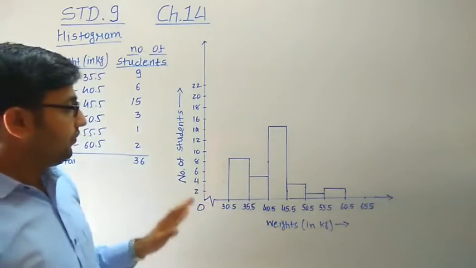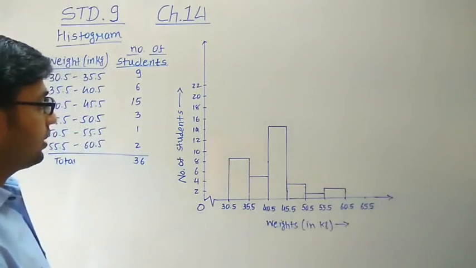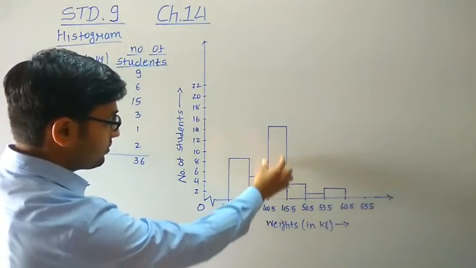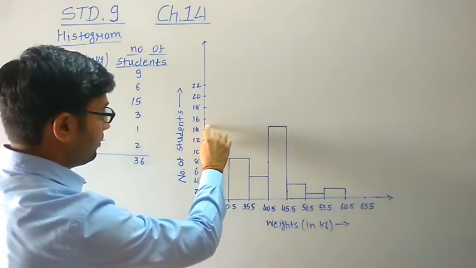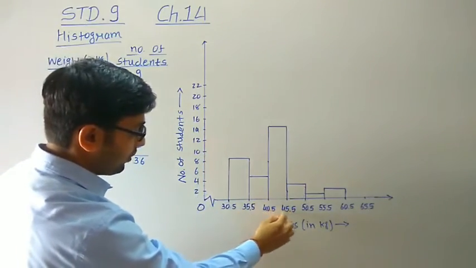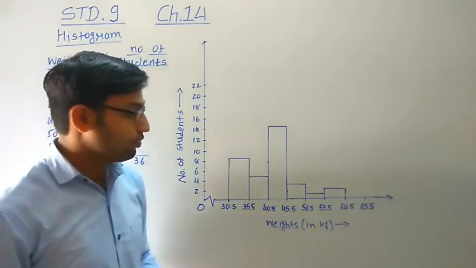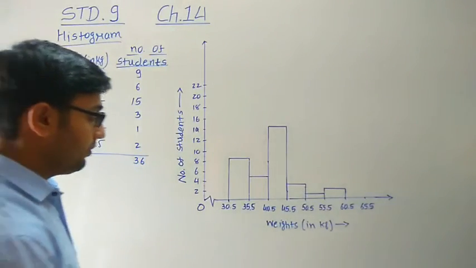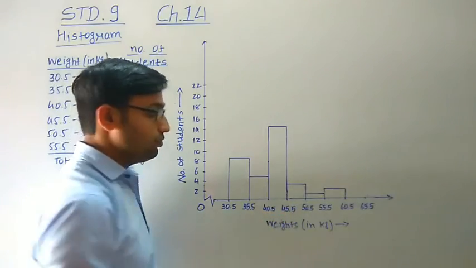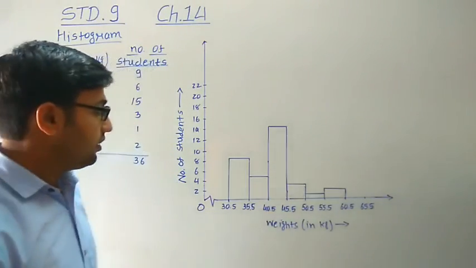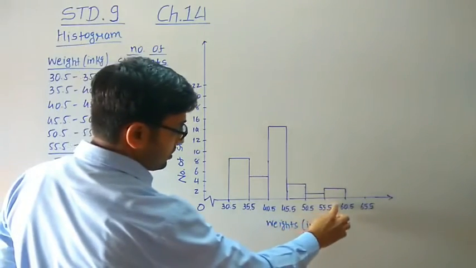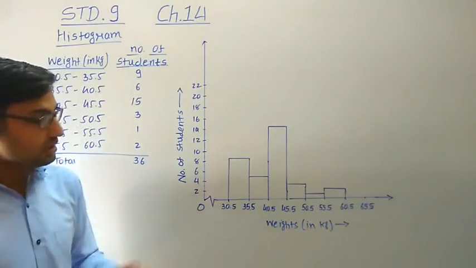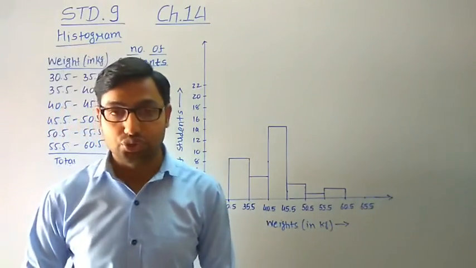Actually, if we represent the data in this way, now we can visualize the weights of the students. The highest number of students, 15, have a weight between 40.5 and 45.5. So the maximum number of students have a weight in this class interval, 40.5 to 45.5, right? And a very small number of students have a weight of 55.5 to 60.5. So this kind of information we can get from this histogram.